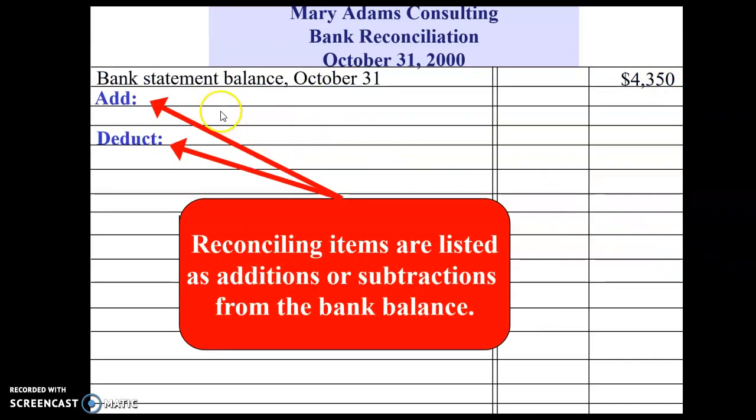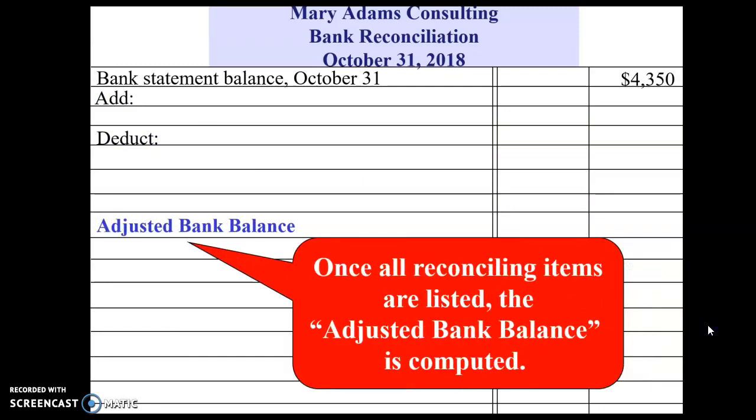And there are going to be some things that the bank doesn't have. They don't have that information that we need to add, and there are some other things the bank doesn't have that we need to subtract. Once we add and subtract those things, we're going to come down to an adjusted bank balance. This is our true cash balance. We might call it reconciled bank balance, true bank balance, adjusted bank balance, any of those names like that.